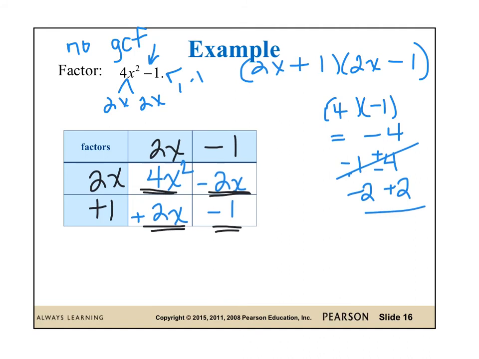So we check. 2x times 2x is 4x squared. 2x times negative 1 is negative 2x. 1 times 2x is positive 2x. And 1 times negative 1 is negative 1. And your two middle terms do indeed cancel out. Either method works just fine.